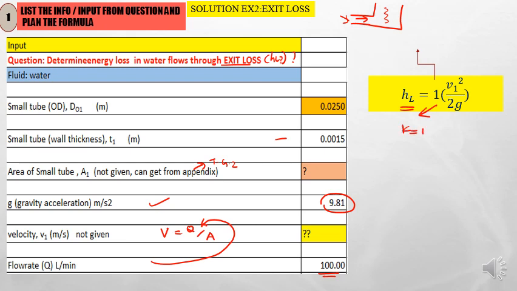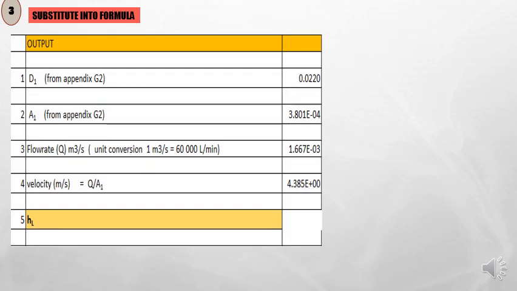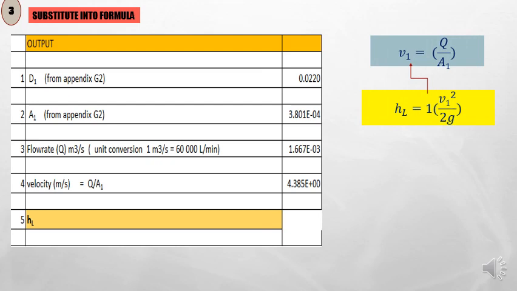And this is the V1 that I told you just now. We can directly calculate it by using Q divided by A1. And the A1 here, we can get it from the appendix. Once we have the information and we find the values that need to be obtained from the appendix, for example, we need the A1 and D1, we can just substitute into the equation here.